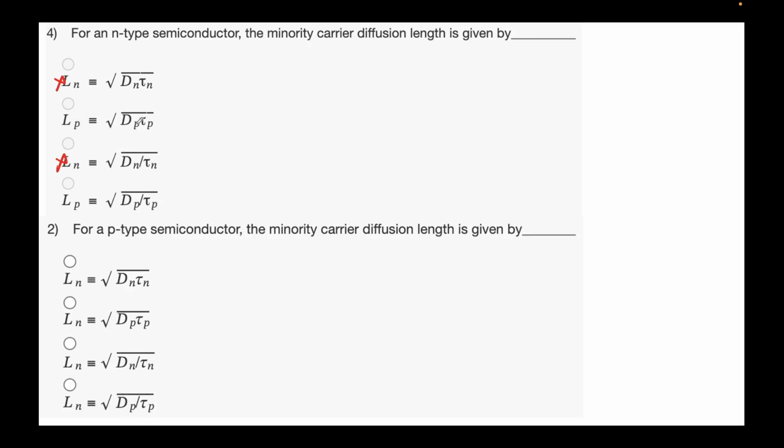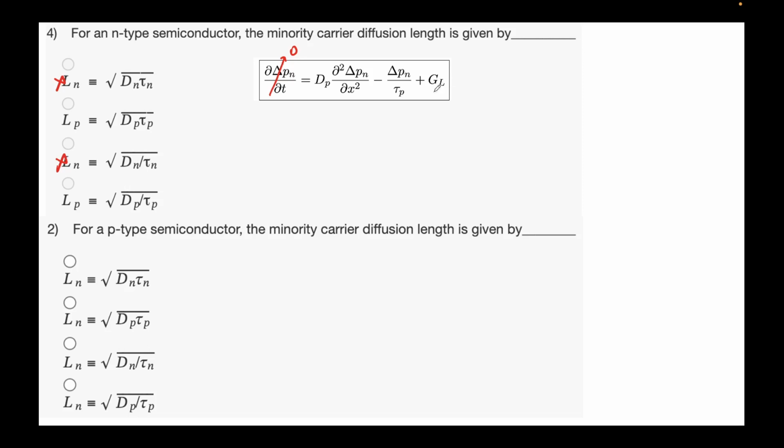If you know dimensional analysis, this is the correct option. L is a length, and the units of Dp are centimeter square per second, and tau p is the lifetime. So centimeter square per second times second gives centimeter square, and the square root of centimeter square is centimeter. So dimensional analysis says b is the correct option. We'll try to work it out. When you talk about diffusion length, you again talk about steady state, so we take this term equal to 0.